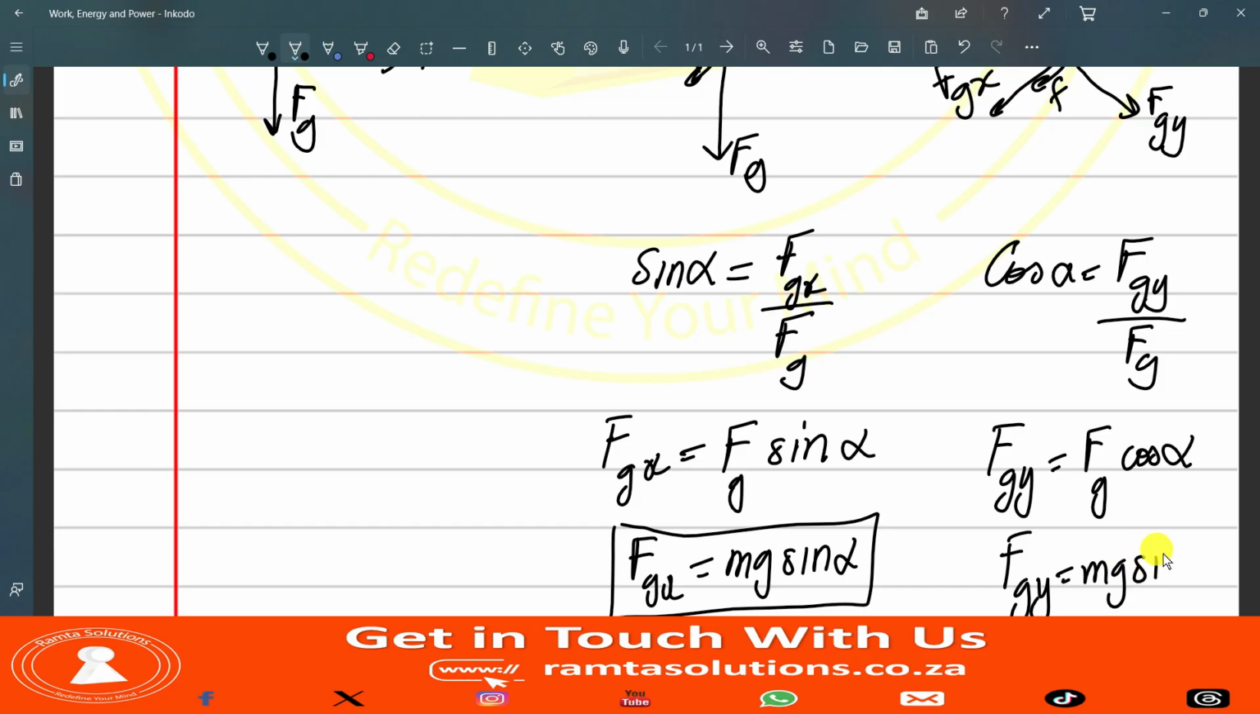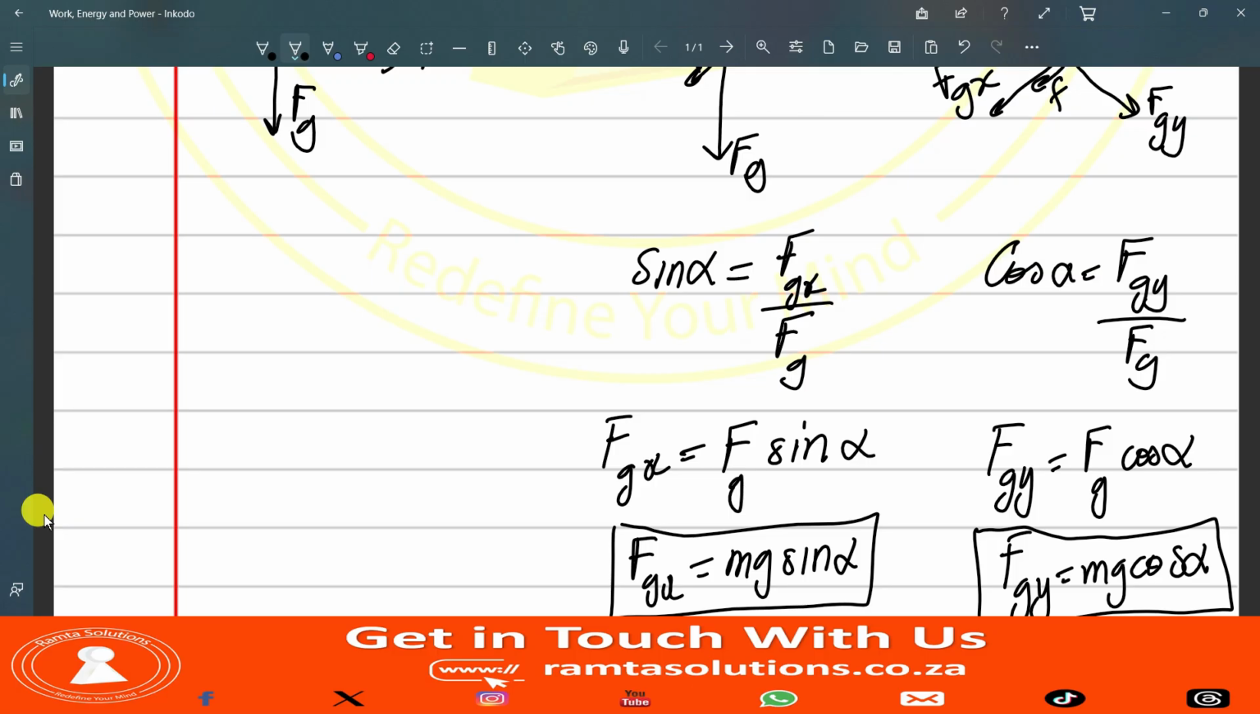So this is how you resolve your gravity. These are the components of gravity, the horizontal and vertical components of gravity.